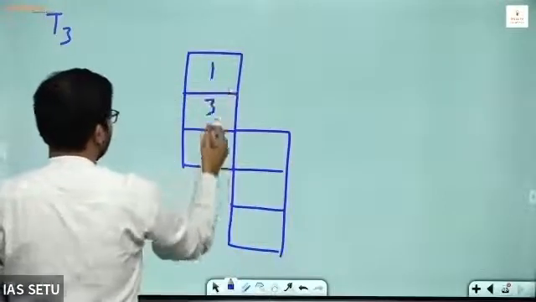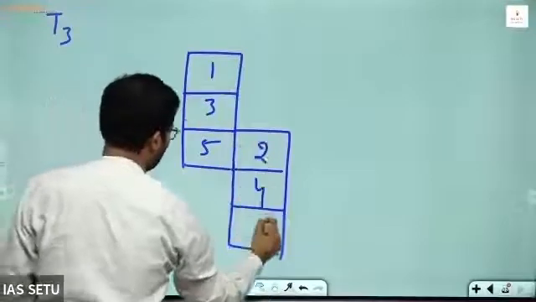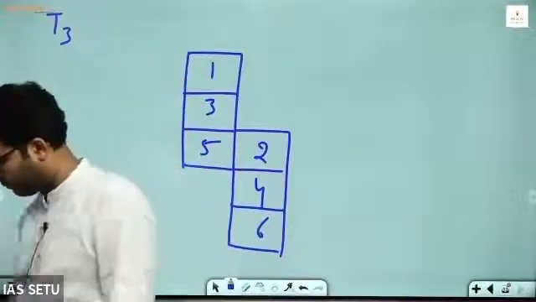This is 1, 3, 5. This is 2, 4, 6. We have 2 columns.